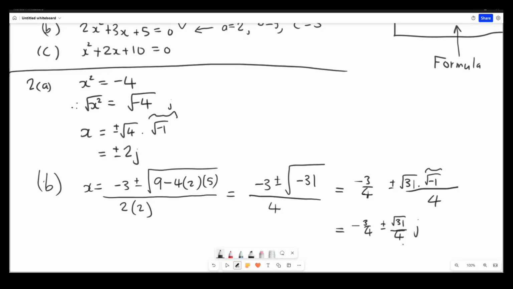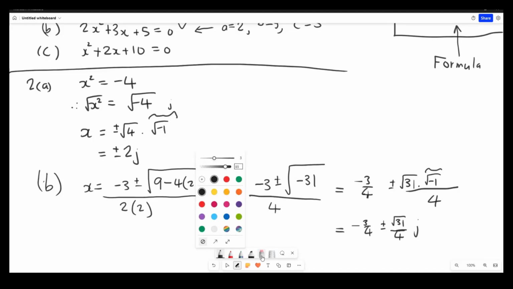Of course, that j that you see there, guys, is on top, right? So let me not write it there. To avoid confusion, let me just write it on the top side. So there is the j, okay?